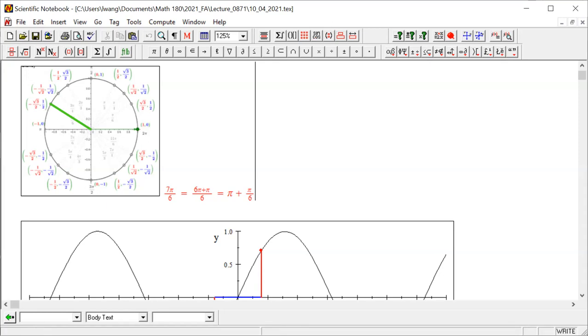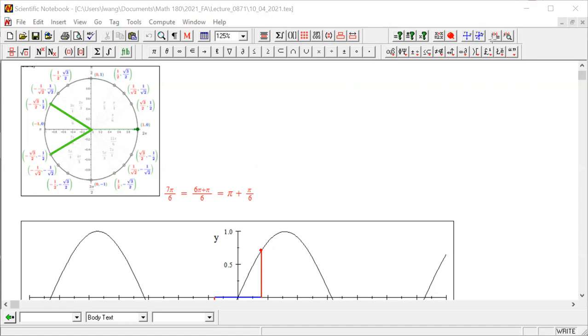How about we measure positive 7 pi/6? You're going to measure counterclockwise, and you're going to end up here. You guys see that? And the sine value of that is -1/2. So -1/2 and +1/2, they're opposite to each other. Do you guys see that?